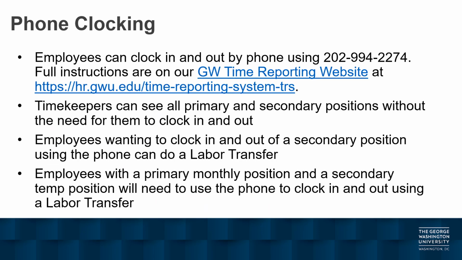Phone clocking. Employees can clock in and out by phone using 202-994-2274. Full instructions are on our GWU Time Reporting website at https://hr.gwu.edu/time-reporting-system-TRS. Timekeepers can see all primary and secondary positions without the need for them to clock in and out. Employees wanting to clock in and out of a secondary position using the phone can do a labor transfer, and employees with a primary monthly position and a secondary temp position will need to use the phone to clock in and out using a labor transfer.